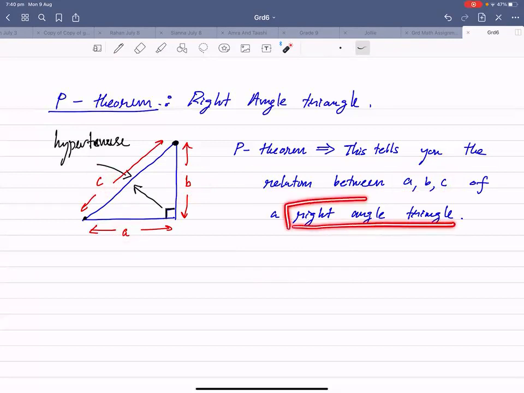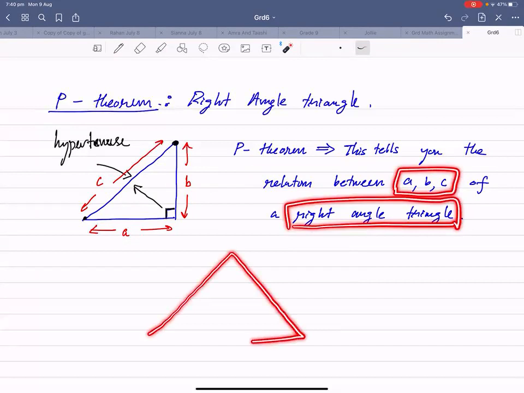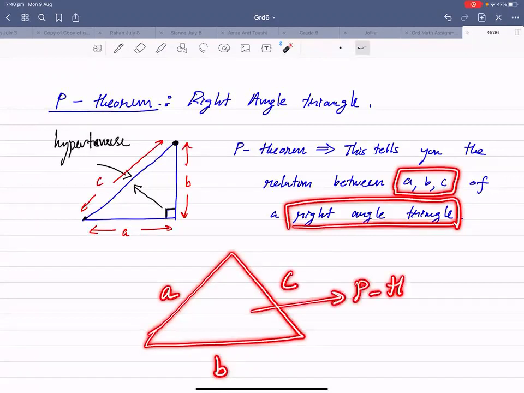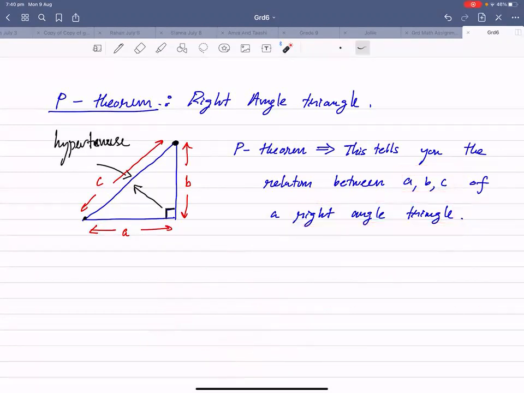Why am I specifying right angle triangle and ABC here? Because you can have ABC for a non-right angle triangle also. This can be A, this can be B, this can be C. But can you use the Pythagoras theorem here? No, you can't. You can have ABC in a non-right angle triangle too, but you cannot use the Pythagoras theorem. So those important things should be specified.